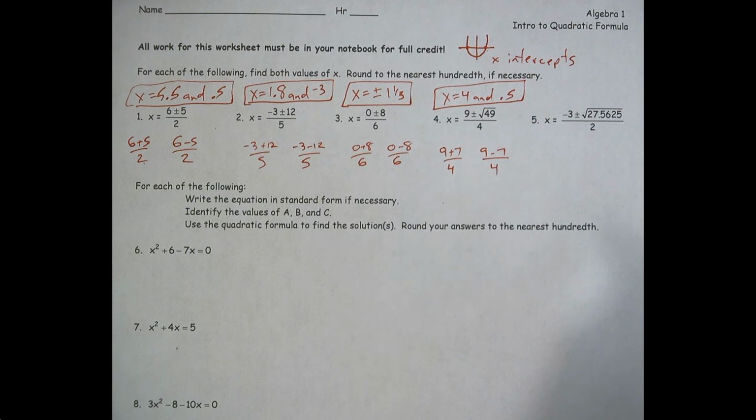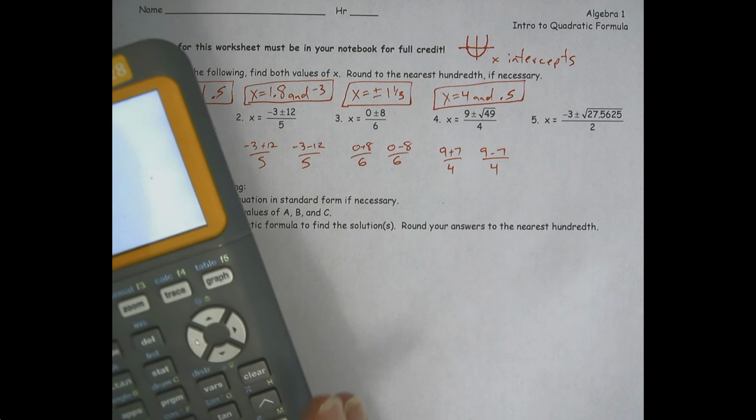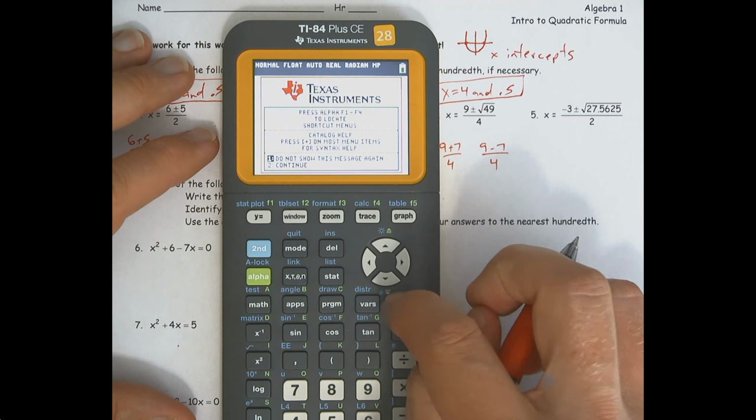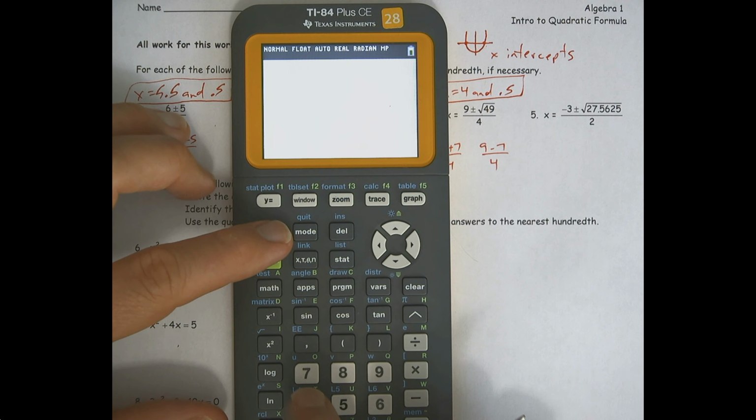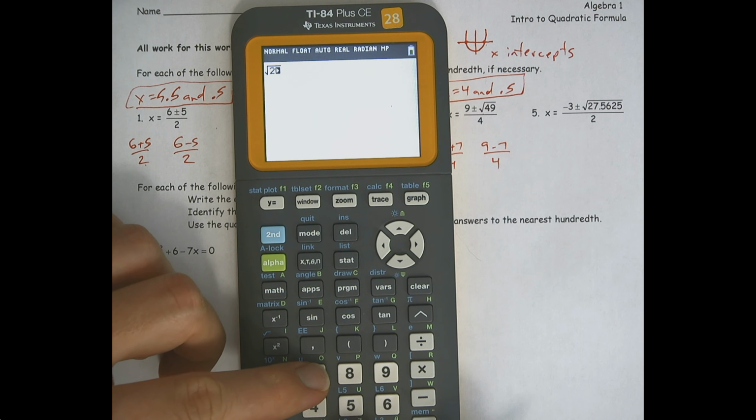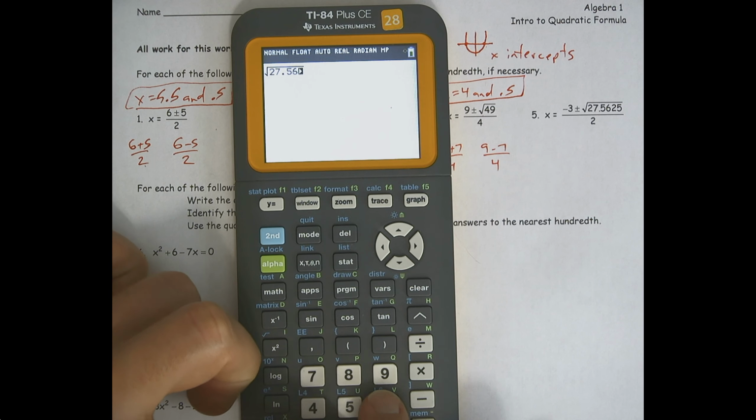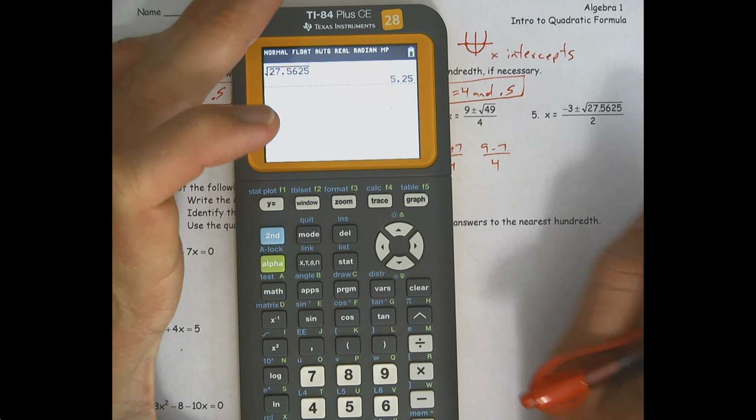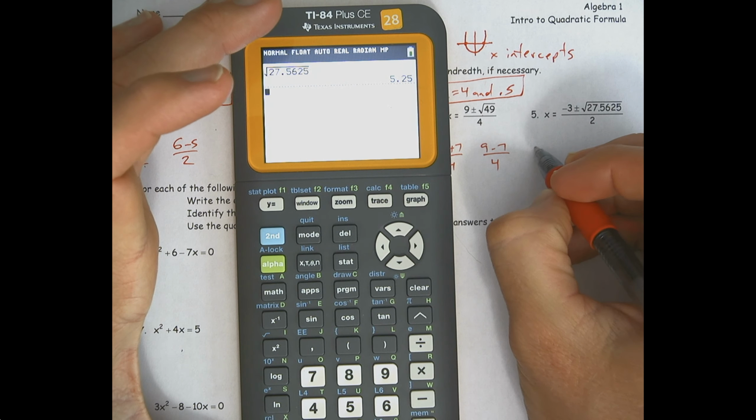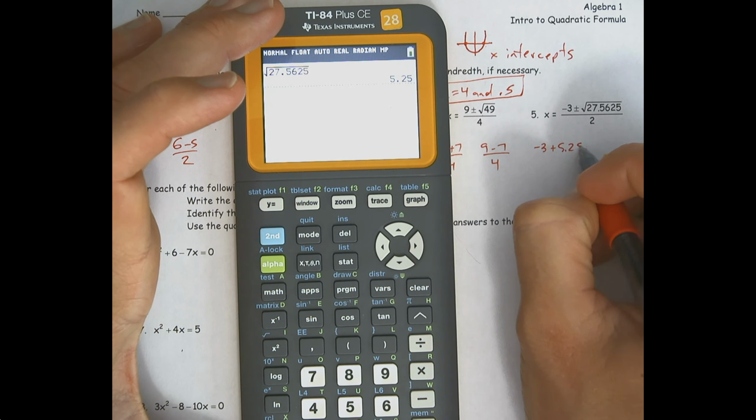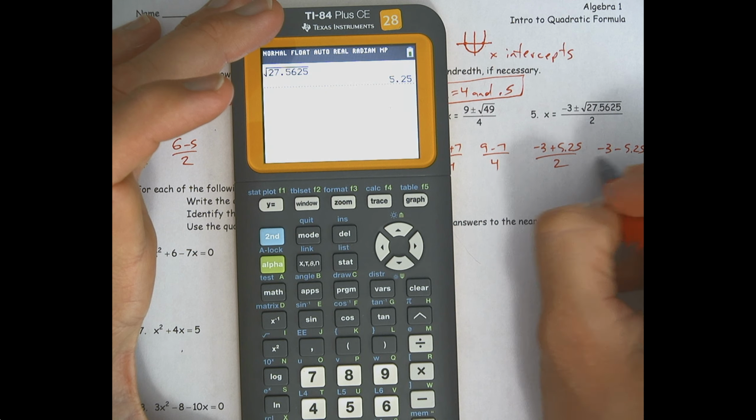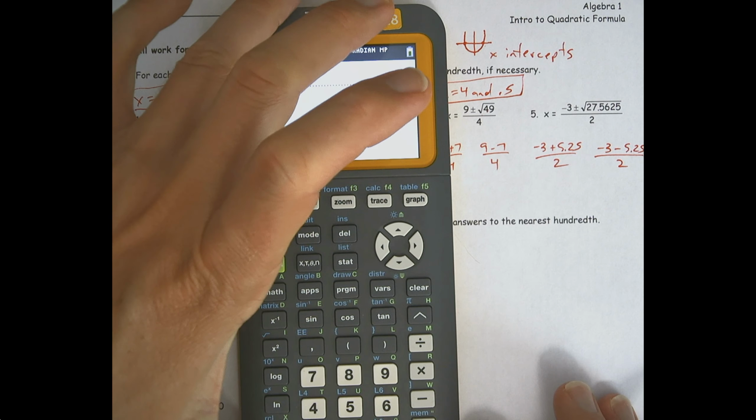All right, and then the last one shows you that you're not always going to have a nice, beautiful answer. So we're going to work with our decimals here. We're still splitting it up separately. I'm going to go ahead and take the square root, though, so I've got that number. So square root of 27.5625. It's 5.25. So that's what this is equal to. So it's going to be negative 3 plus 5.25 over 2, and then negative 3 minus 5.25 divided by 2.